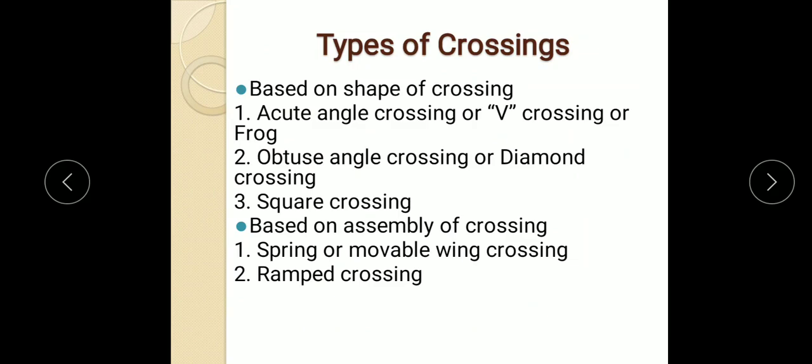The types of crossing are categorized based on the shape of the crossing. The first type is the acute angle crossing, which is also called a V crossing or frog. The second type is the obtuse angle crossing or diamond crossing. The third is the square crossing. The next classification is based on assembly of crossing: first is the spring or movable wing crossing, and second is the ramp crossing. Now we will discuss all these types one by one.